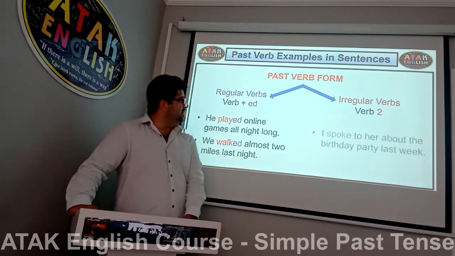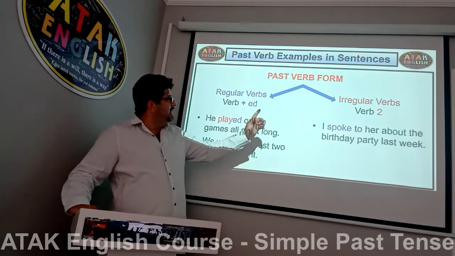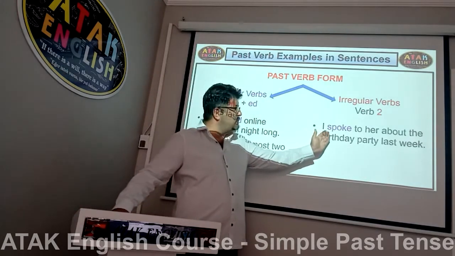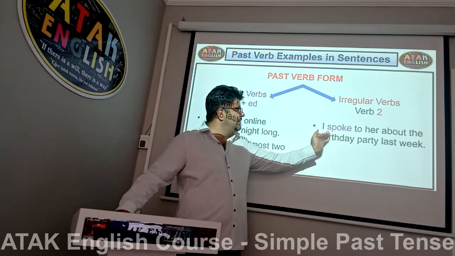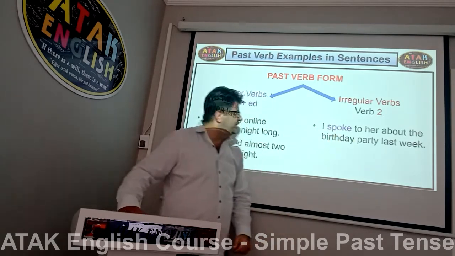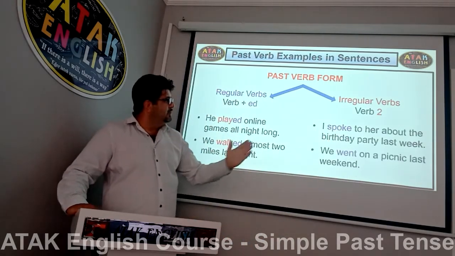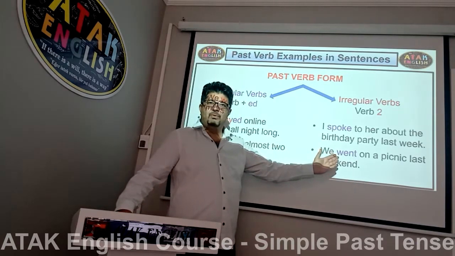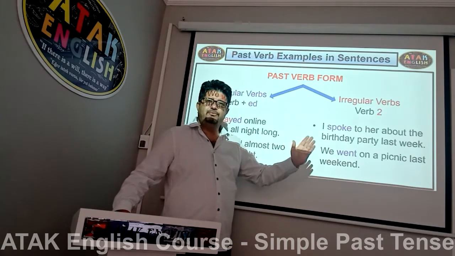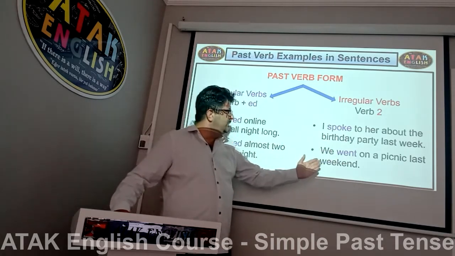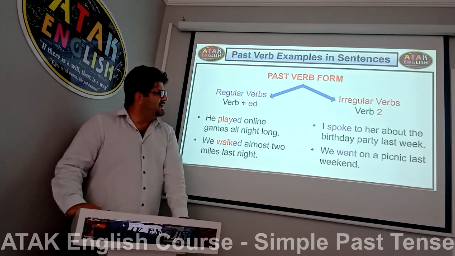What about irregular verb examples? I spoke to her about the birthday party last week. Spoke is the verb 2 form of speak. We went. What is the verb 1 form of went? Go. Go, went, gone. So verb 2 form is went. We went on a picnic last weekend.